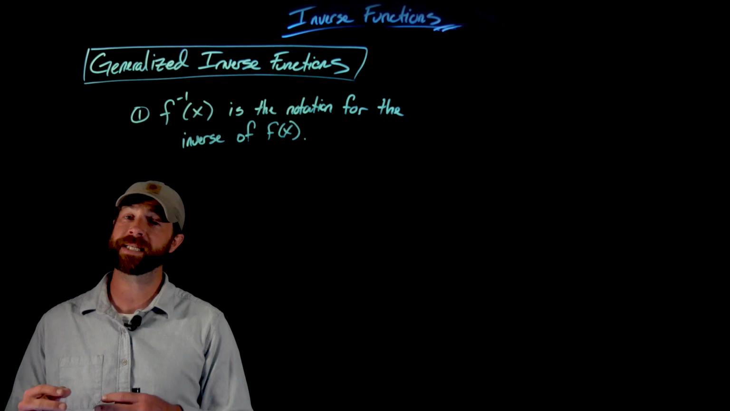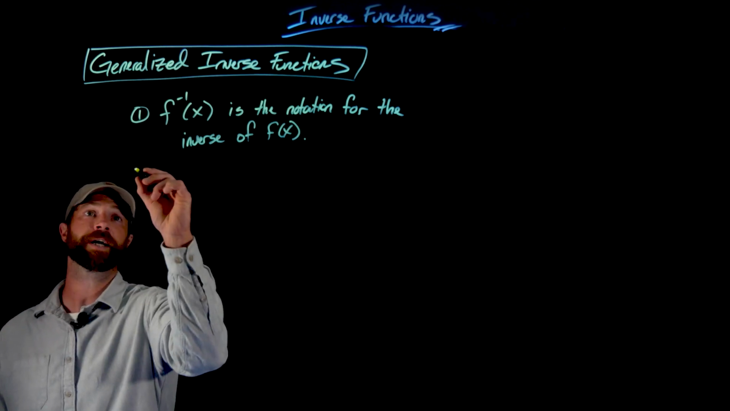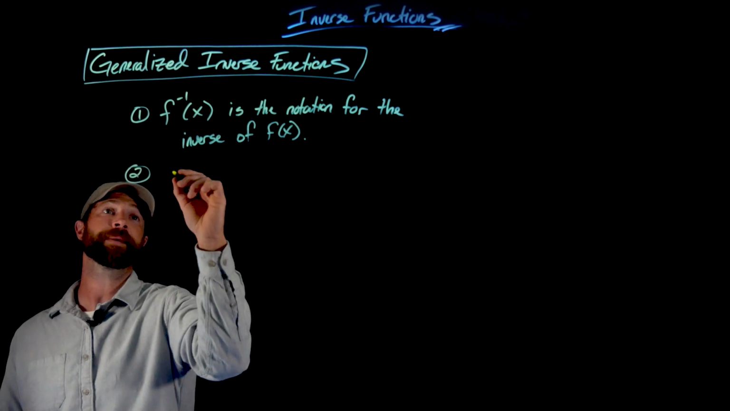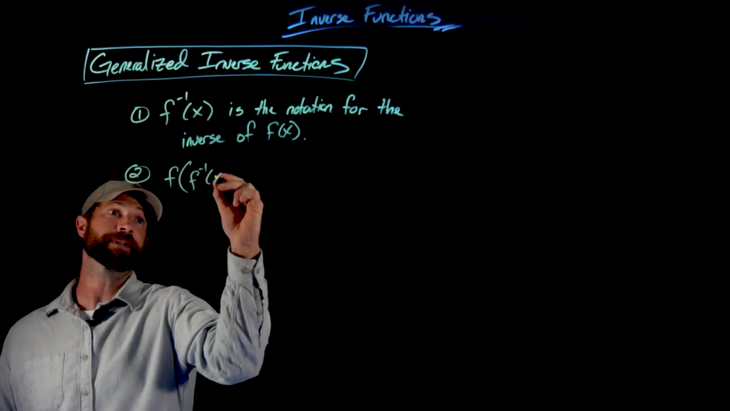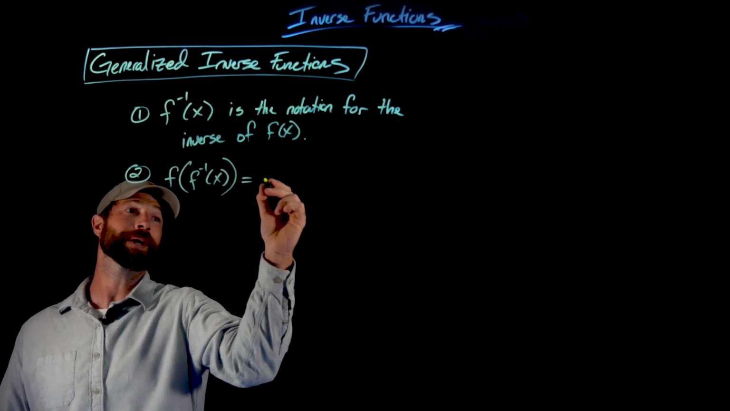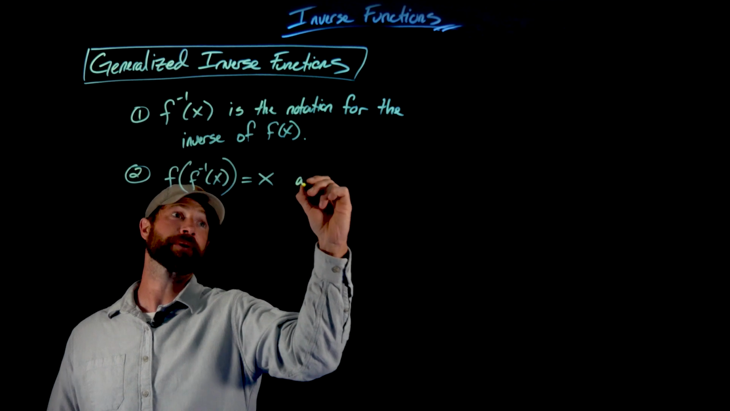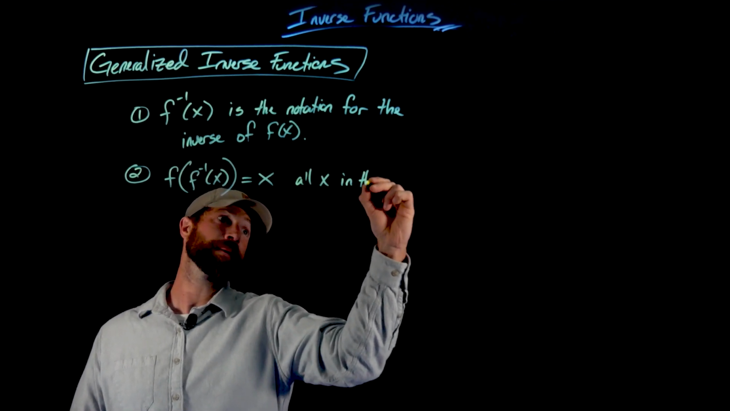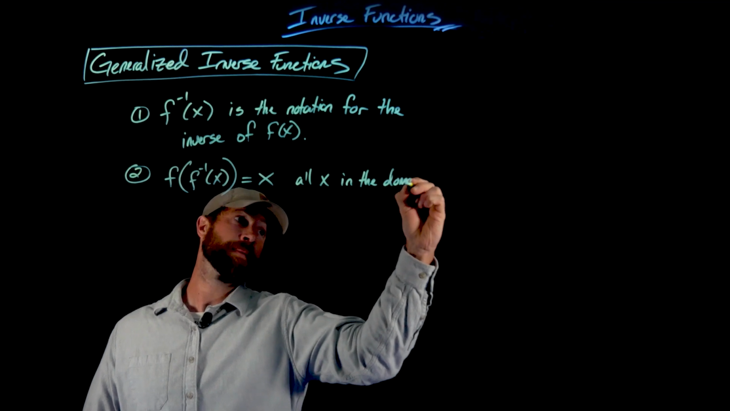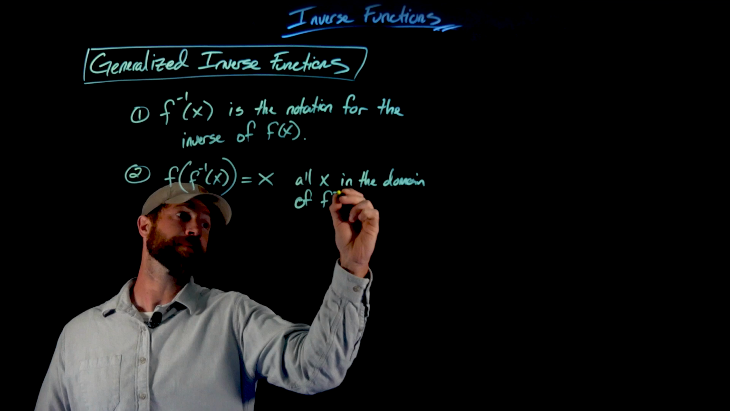All right, so our second generalized statement is what we actually ended with in our original example there, and this idea of composition. This is, again, fundamental to the idea of inverse functions. They undo each other. So the statement is that f composed with its inverse of x will always output x, or the identity function, and this is true for all x values in the domain of the inner function here, the inverse.